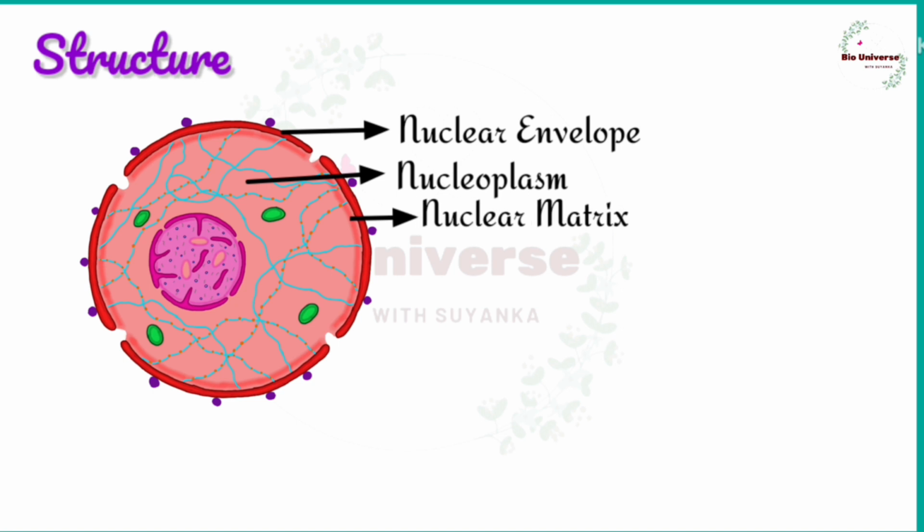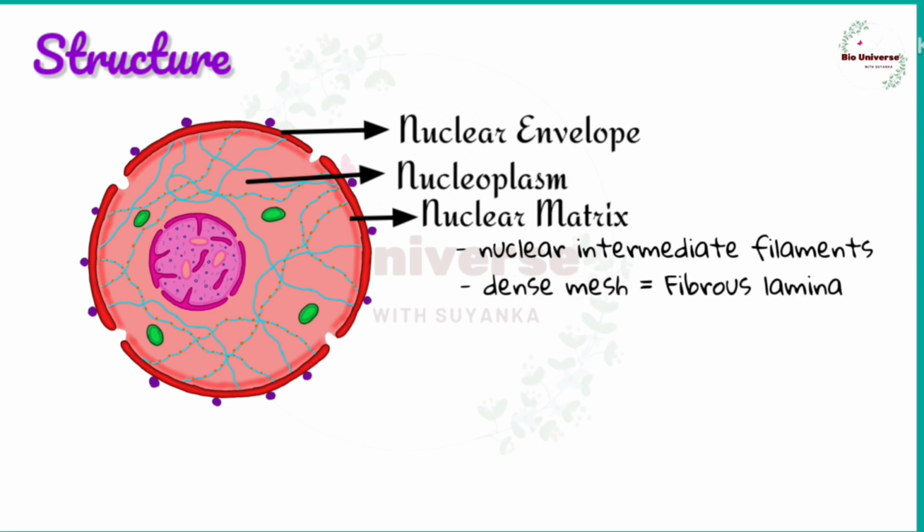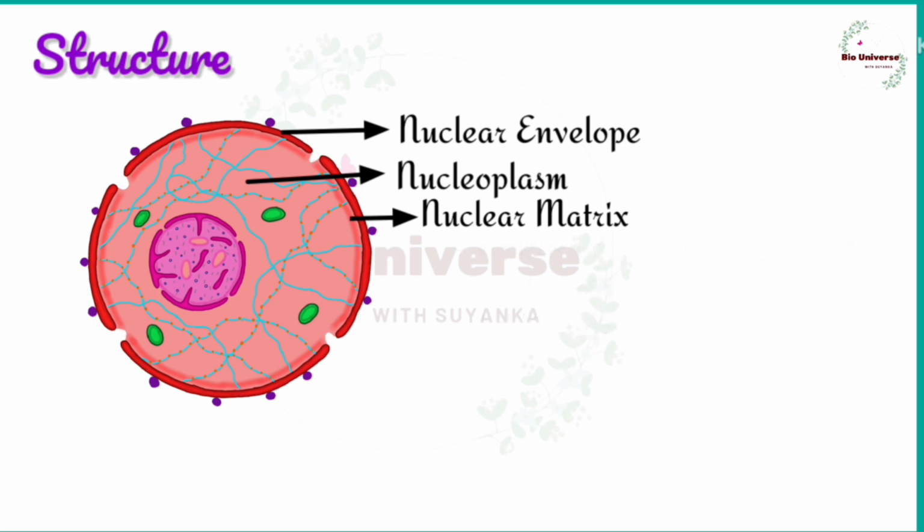Nuclear matrix. It is a fine network of proteinaceous fibrils. The fibrils are similar to intermediate filaments and are called nuclear intermediate filaments. Towards the periphery, nuclear matrix forms a dense mesh called fibrous lamina or nuclear lamina. Fibrous lamina is in contact with inner membrane of nuclear envelope. Fibrous lamina is believed to hold ends of chromatin fibers.